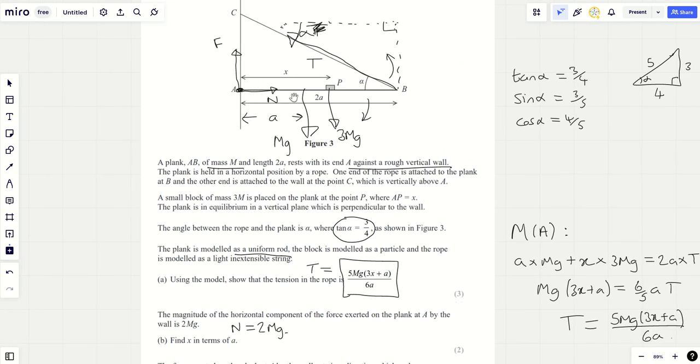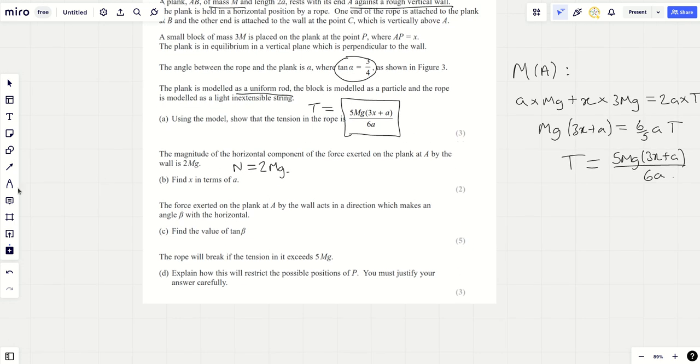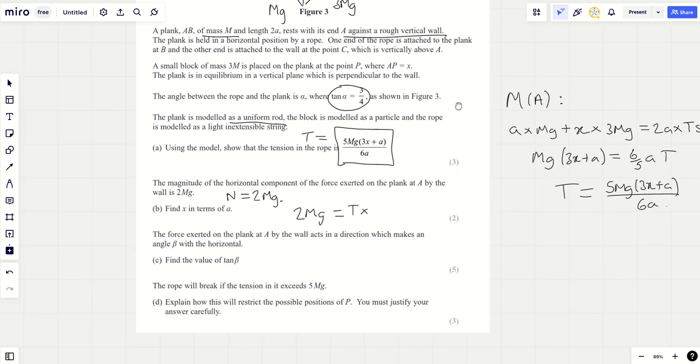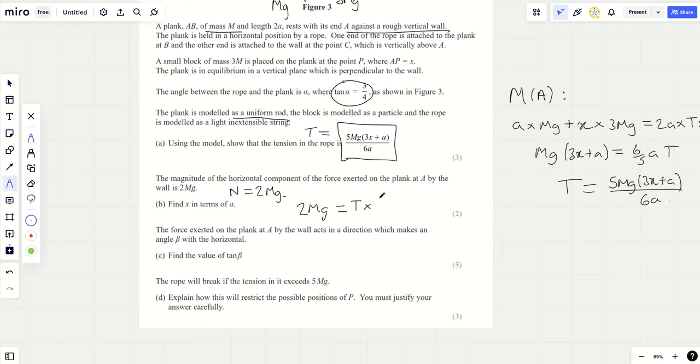So what force is going to the right? N. What force is going to the left? Well, that's T cos alpha. And so 2mg equals T cos alpha. Was cos alpha 4/5 or 3/5? I can't remember. 4/5. And so I could say that this is the same as 10mg over 4. But of course, that is 5mg over 2.